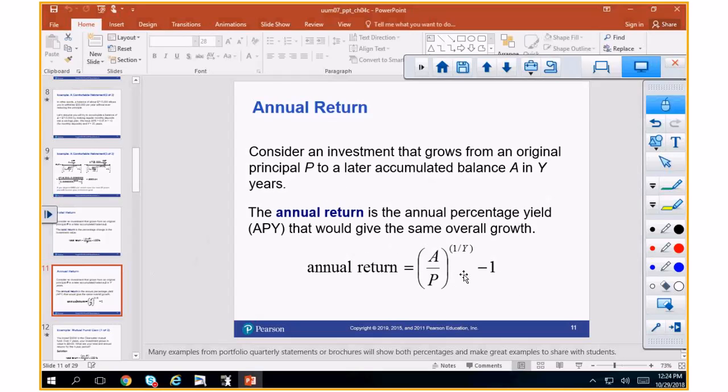Annual return. Write that down. It's a very simple formula. You just have to have it in your notes for your test. A over P raised to the 1 over T power. So if it was 10 years, it'd be raised to the 1/10th power, minus 1. So that whole conglomeration, so like $50,000 divided by $5,000 raised to the 1/10th power. That's your minus 1, and that's equal to the annual return.